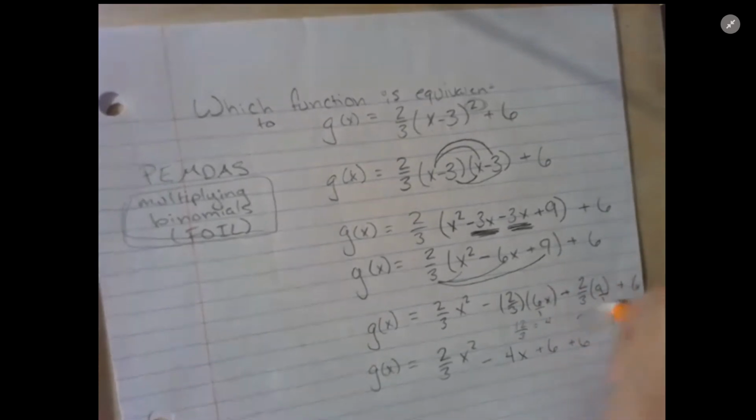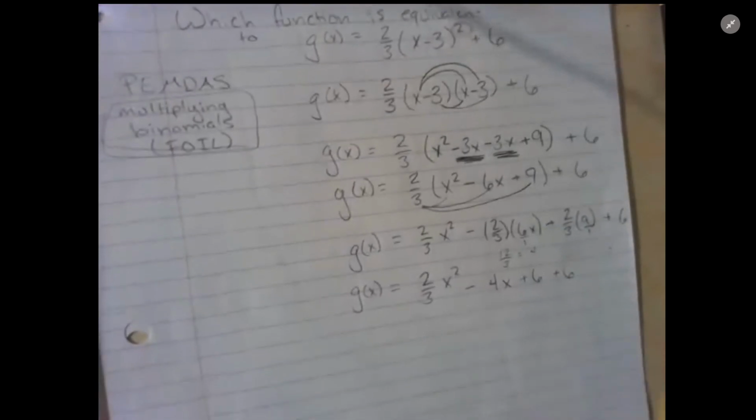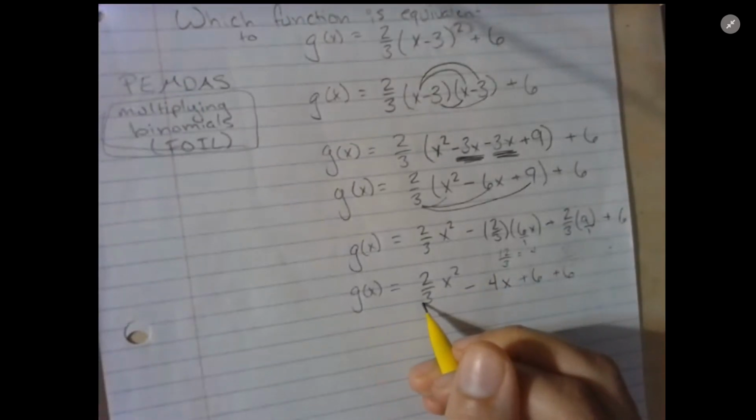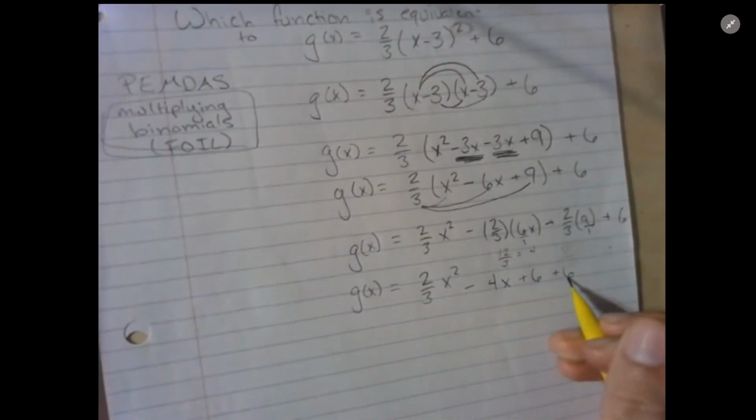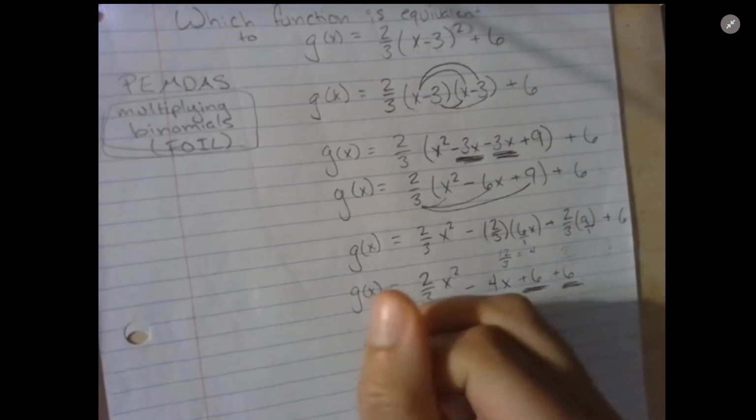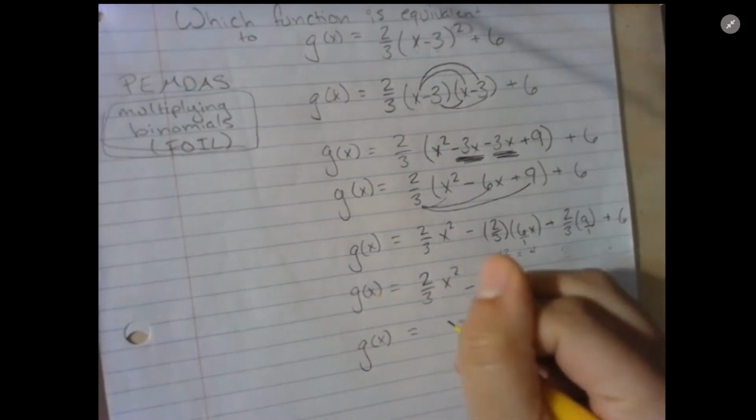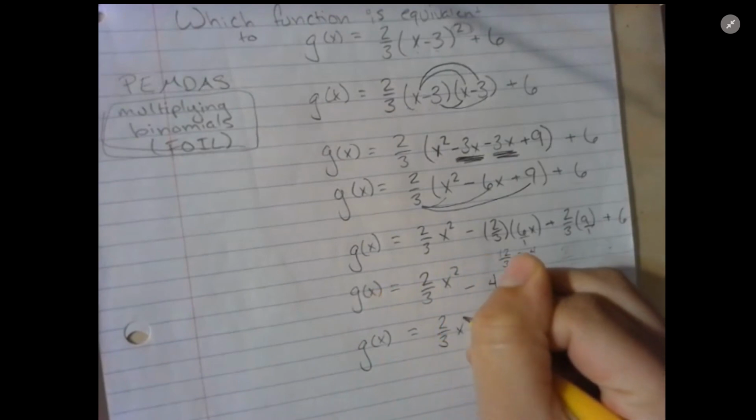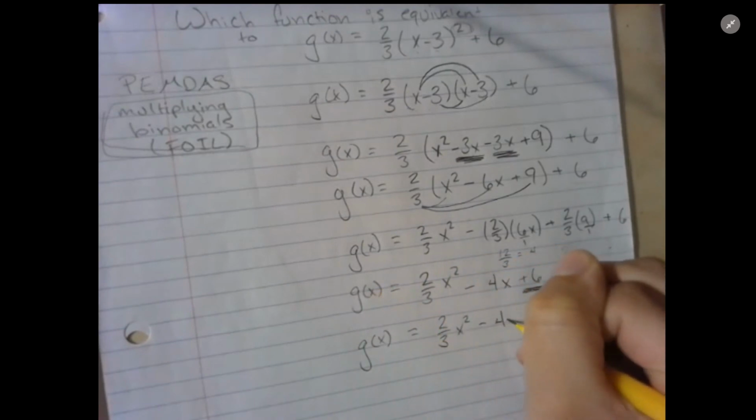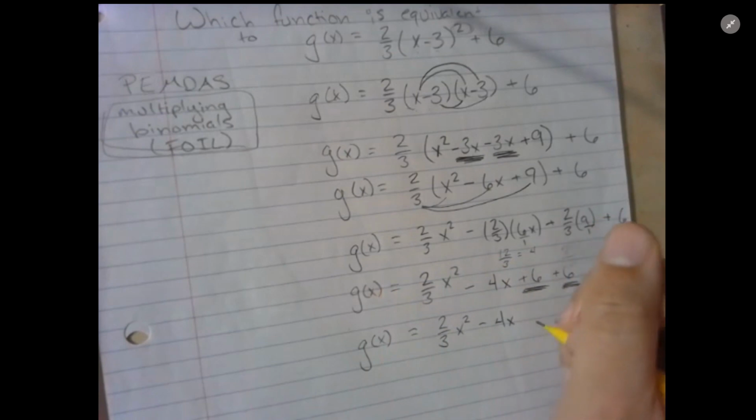Let me erase this. So now we're at our last step. We have 2/3 x squared minus 4x plus 6 plus 6. Well, those are both positive 6's. They are both plain old numbers, and they are like terms, so I can add them together. 2/3 x squared has no like terms. Minus 4x has no like terms, but 6 plus 6 makes 12, so I can simplify that.